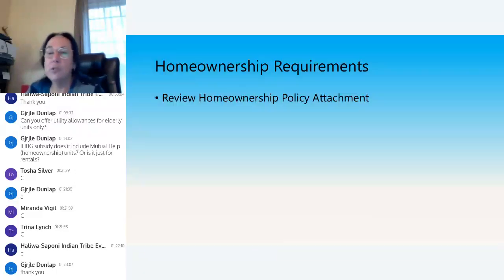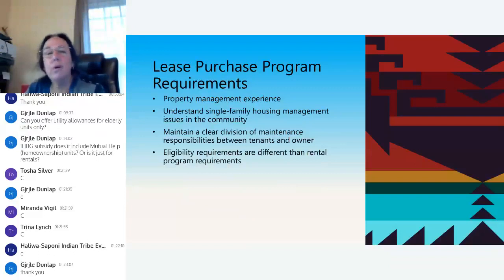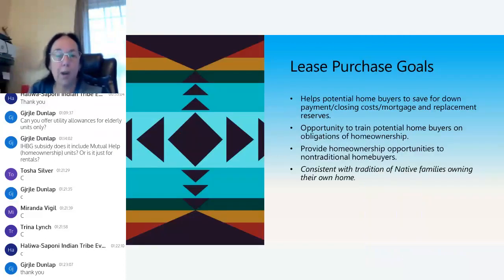Okay, home ownership and lease with option to purchase. You review the home ownership policy and attachments. This is a sample mortgage lending process that you could utilize at a later date or peruse. Some of the requirements: property management experience, understand single family housing management issues within your community, maintain a clear division of maintenance responsibilities between tenants and owners, and eligibility requirements are different than rental program requirements.